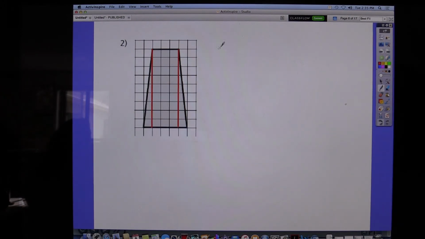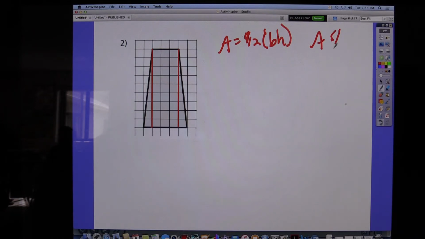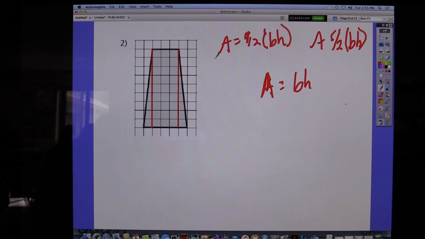I could say area equals 1/2 times base times height for one of the triangles, and then that same formula I could use for the other one. I mean, if I really wanted to do that, I could. And then I could say area equals base times height for the rectangle. I could do that. But that would take a lot of time, and there's a formula for trapezoids that I would use.